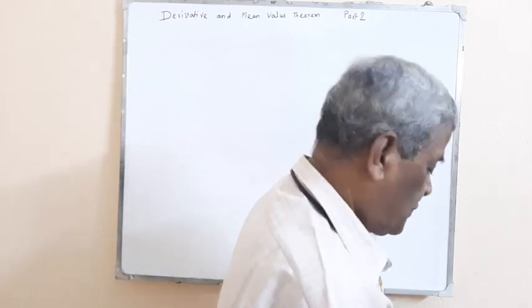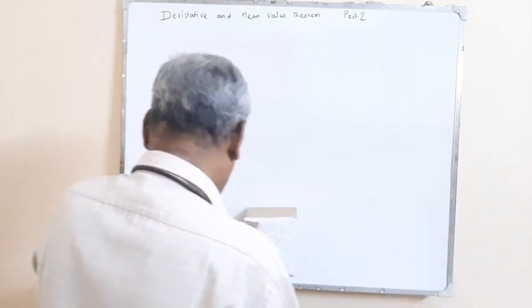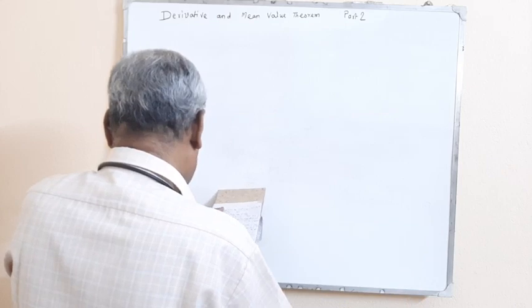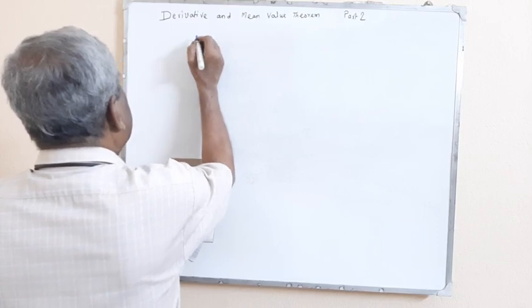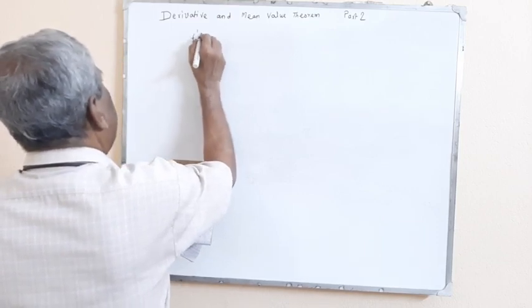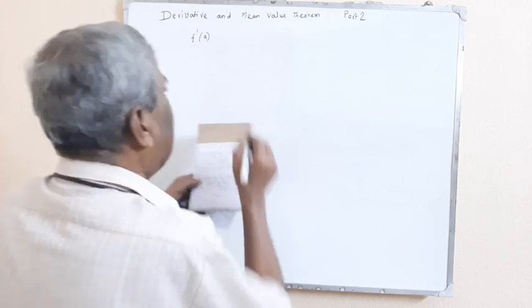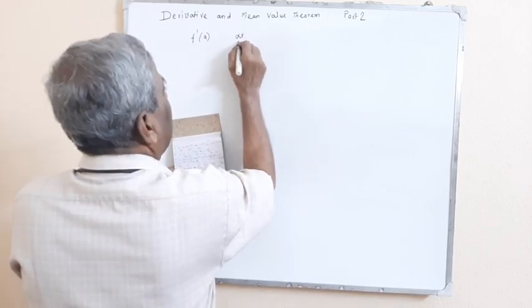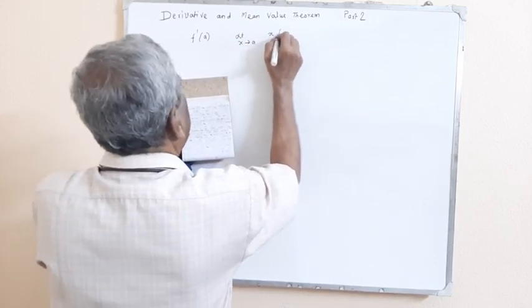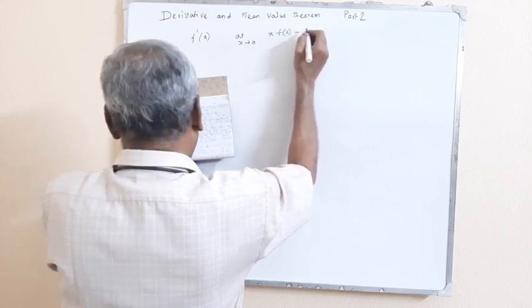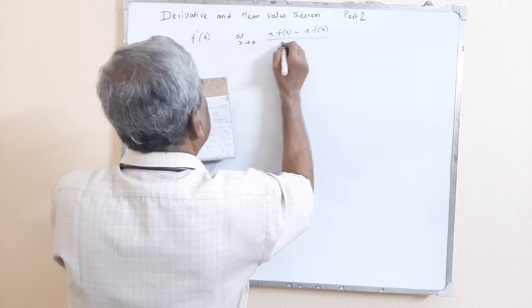Now, next problem. Next problem is: if f dash a exists, then the value of limit x tends to a of (x f(a) minus a f(x)) by (x minus a).